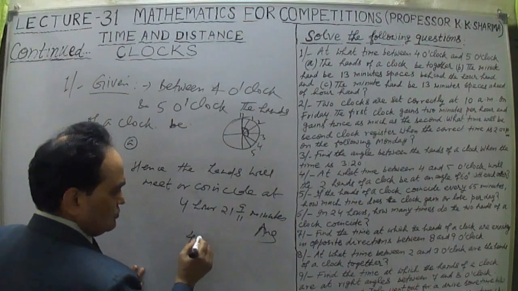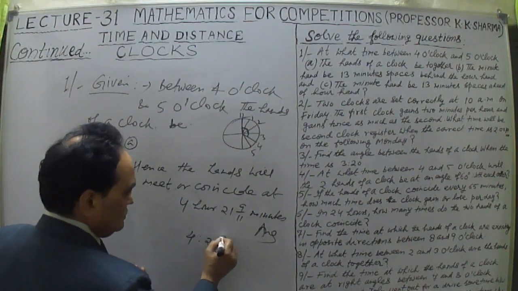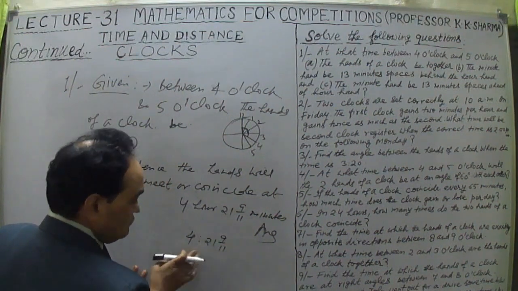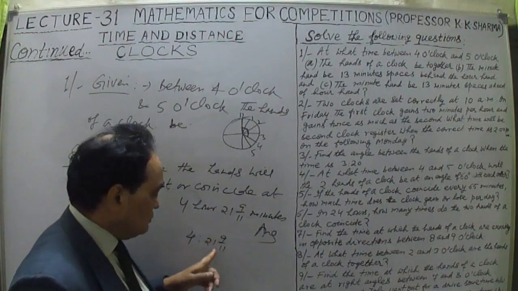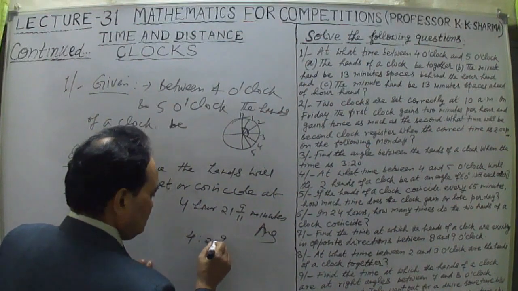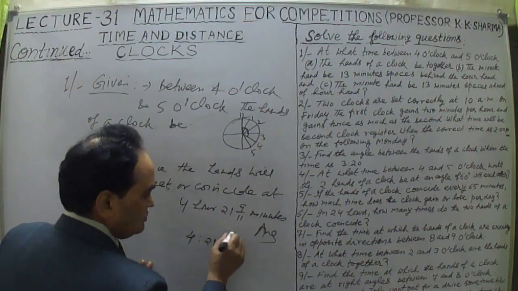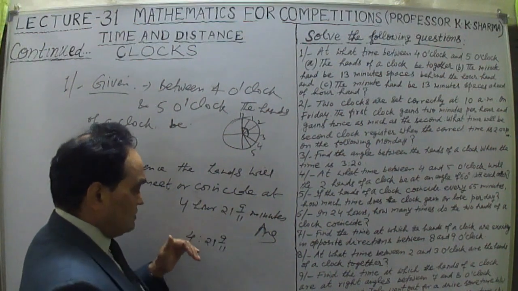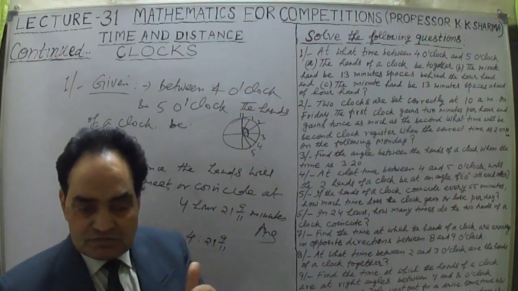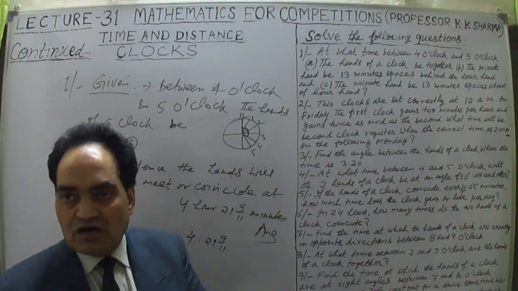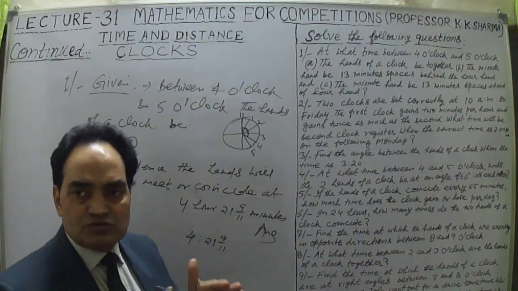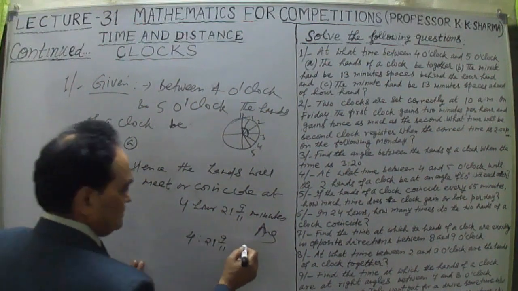Or we can say 4 o'clock, 4:21 and 9 upon 11 minutes time. This is between 4 and 5. So 4 hours 21 and 9 upon 11 minutes. If I convert this into seconds, that can also be done, but we can just write 4 and 21 minutes, 9 upon 11. So this is after 4 o'clock, they will coincide with each other. This is how 20 minutes space will be gained by the minute hand over the hour hand. After 4:21 and 9 upon 11, they will meet together. Okay, they will coincide. This is the first answer.